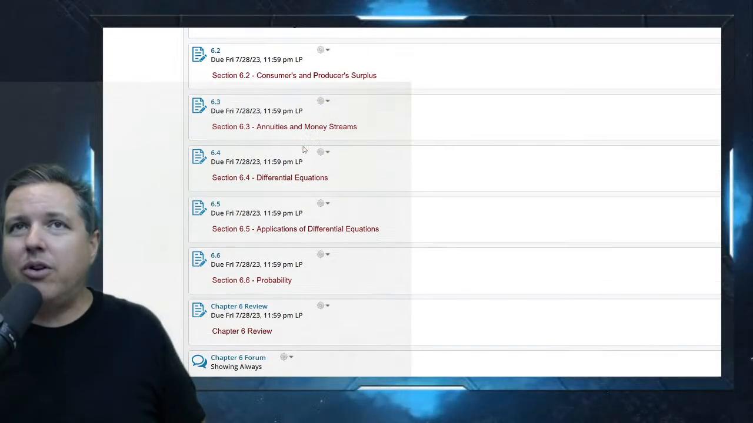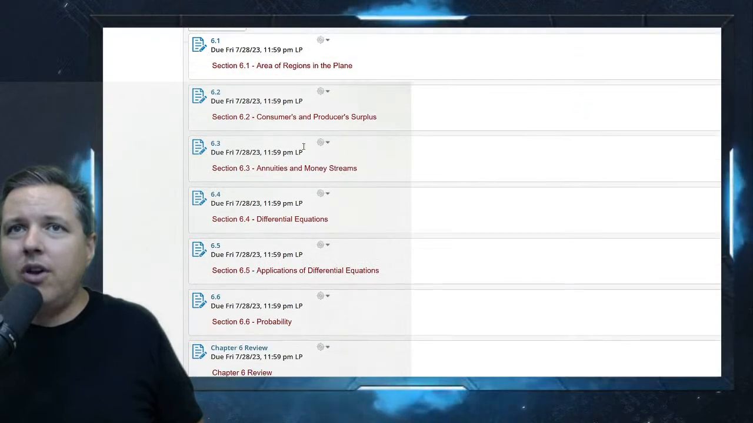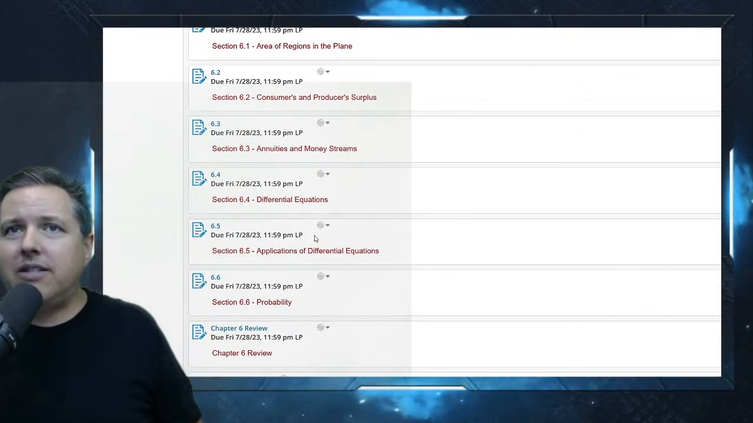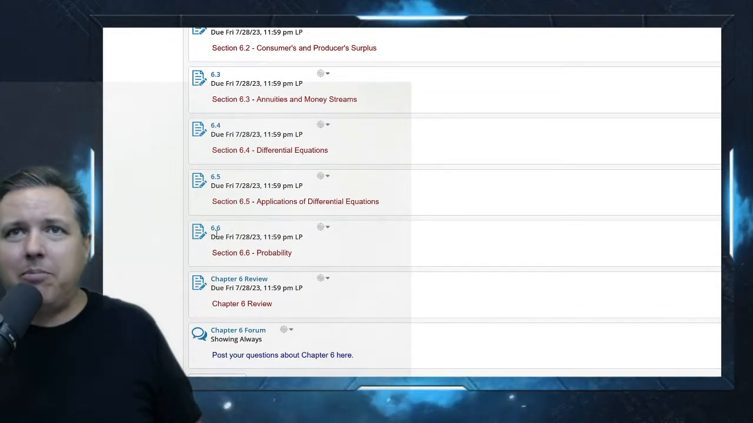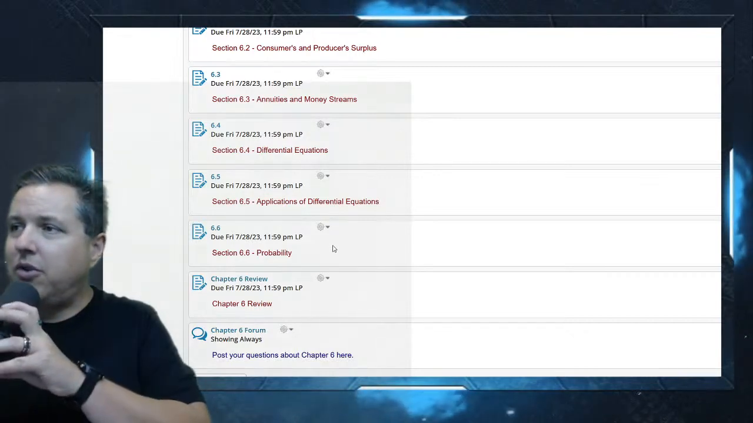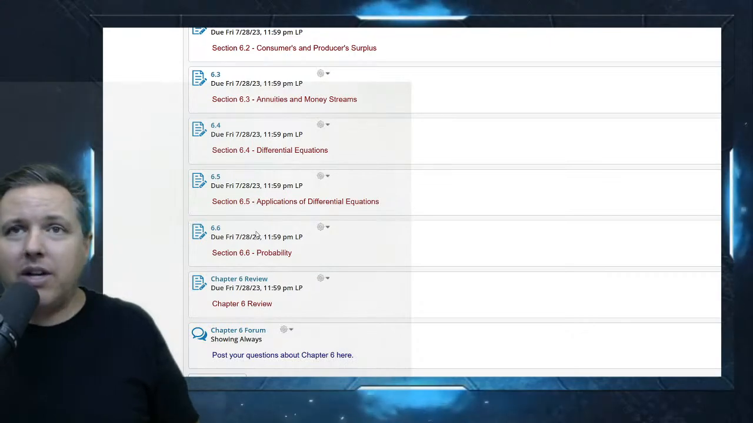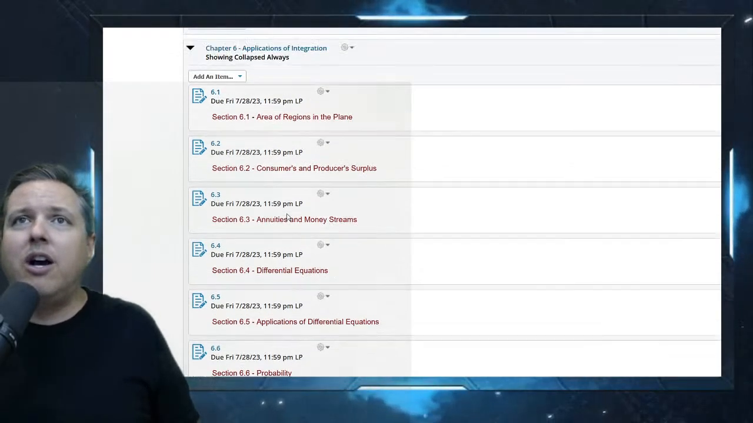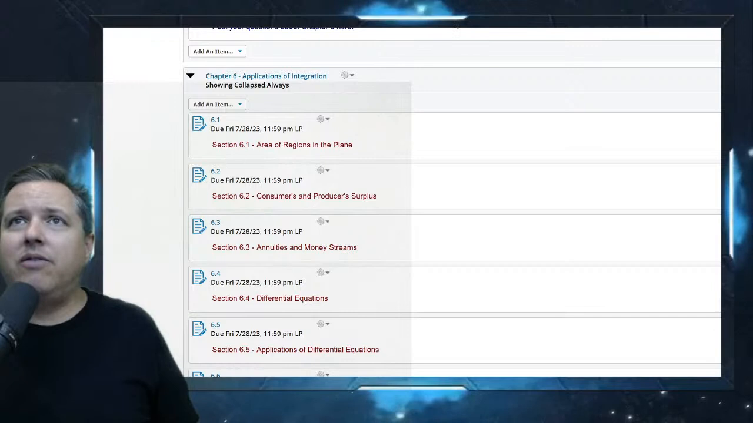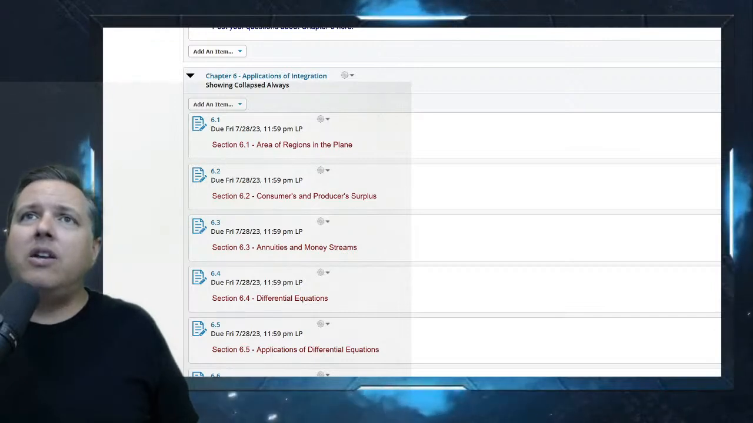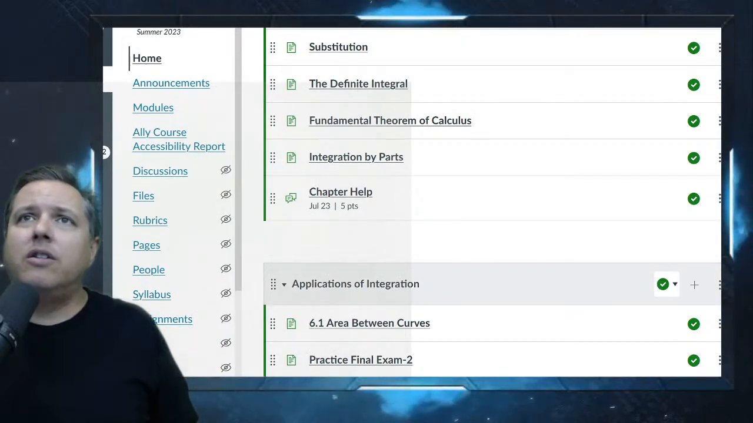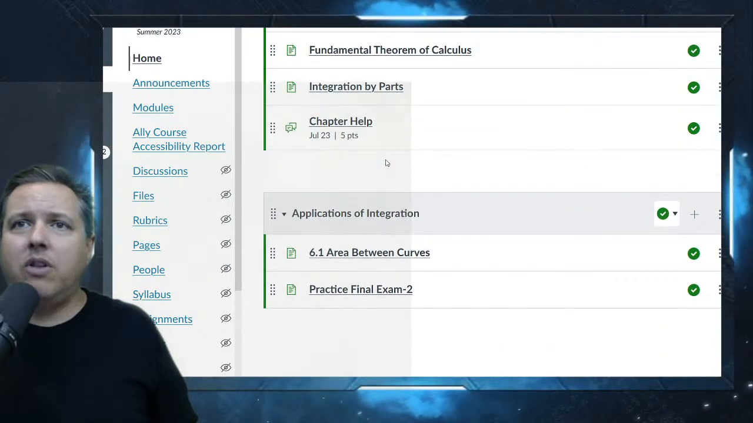And then these other sections are still important. I'm not saying they're not important, but some of them you won't use as much. Like probability depends what you're doing, right? It just depends, if you're going into accounting or economics or whatever. But 6.1 will be on the final exam. And if you look here, let me move this here.